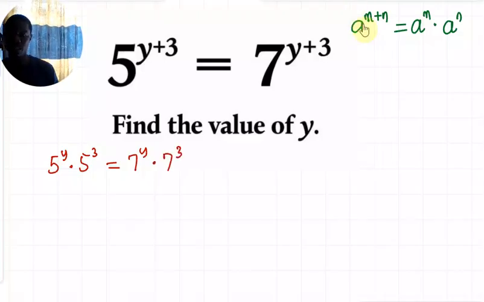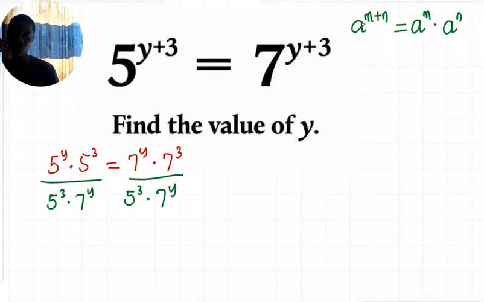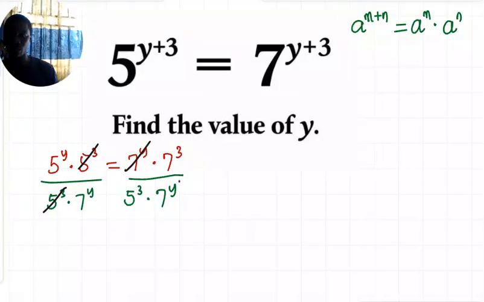So at this point, I want us to divide through by 5 raised to 3 times 7 raised to y. The same thing here, 5 raised to 3 times 7 raised to y. Why am I doing this? This is just to help me reconcile the exponents, the term with an exponent of y and the term with an exponent of 3. Okay, so to this end, I can clear up this, and this here I can also clear up this.